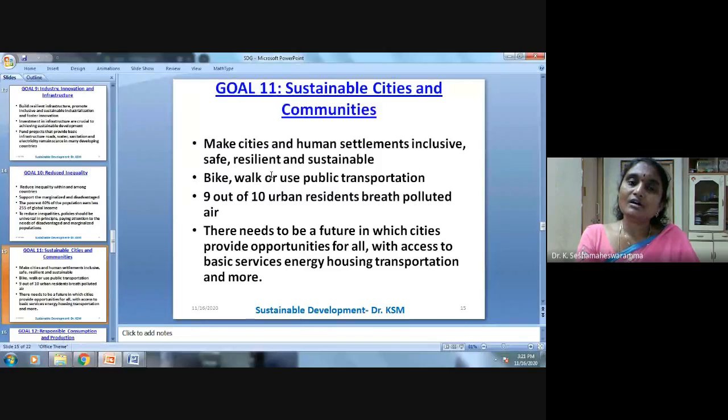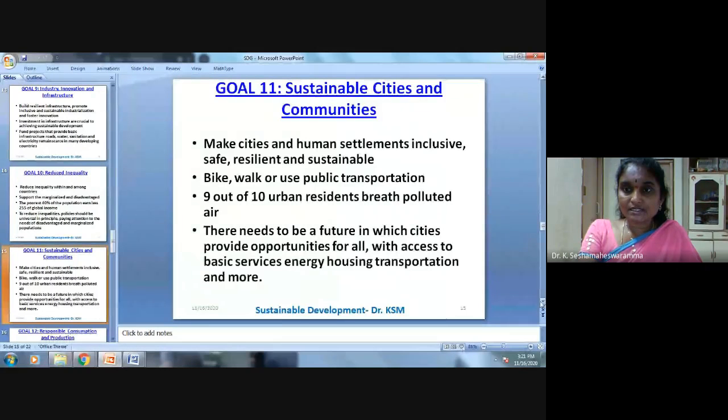For that, they have to grow indoor plants or do terrace gardening or home gardening, as an individual role. The nation also has to initiate it. There needs to be a future in which cities provide opportunities for all, with access to basic services, energy, housing, transportation, and more. In sustainable cities, first of all, fresh air, pure water and sanitation are mandatory for all the people.